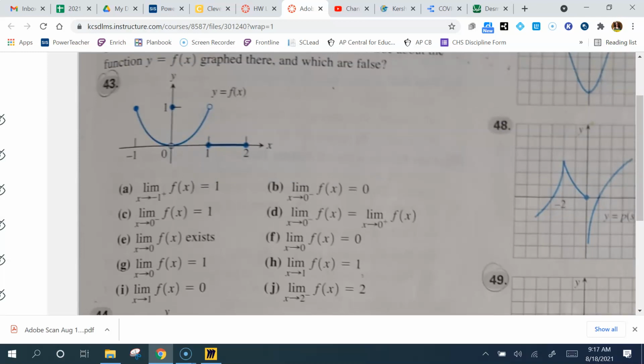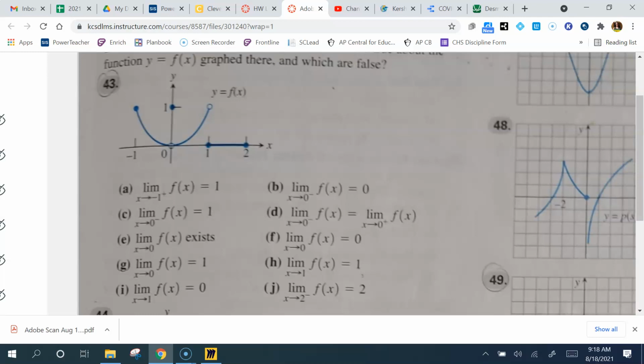The first one says the limit as x approaches 1 from the right, and it's telling you to tell which ones are false. True or false? All right, 43. Okay, A is correct. The limit as x approaches -1 from the right is 1. So as I come in from the right, is it 1? Yes. True.